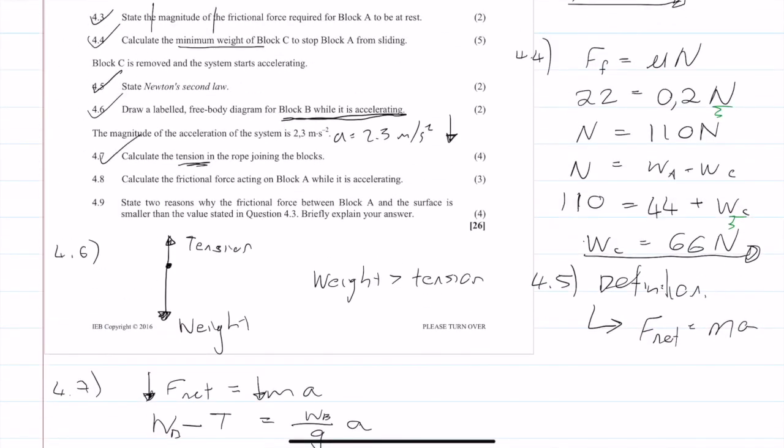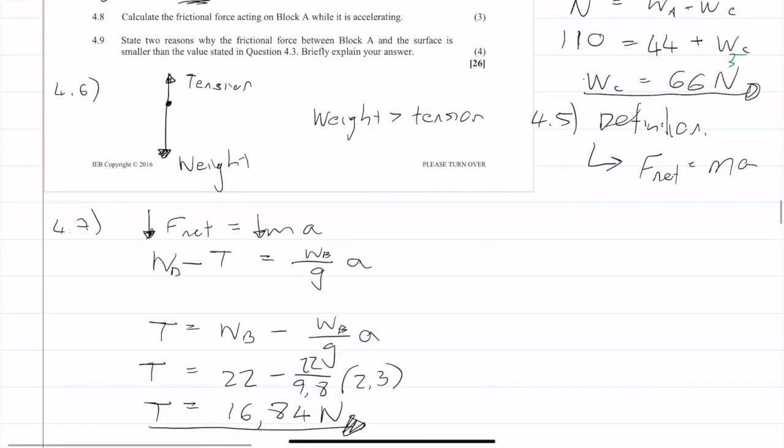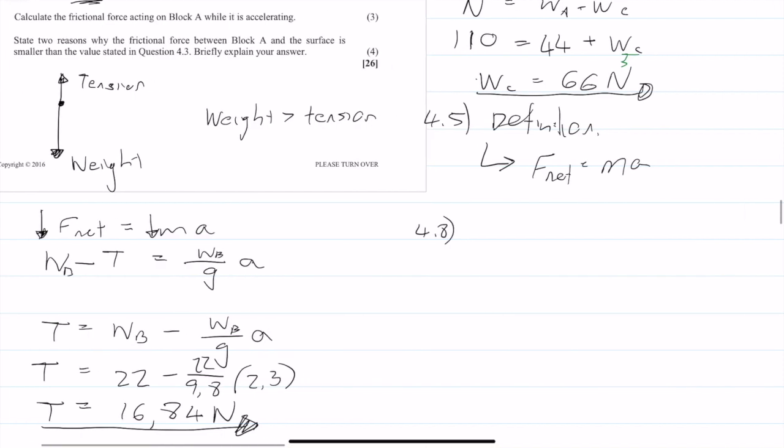Okay, calculate the frictional force acting on block A while it is accelerating. Once again, let's start off with a free body diagram. So we have tension pulling that way, and we have force friction. We also have weight and the normal force. But we only care about the horizontal direction, so I'm going to use F net, Newton's second law once again, is equal to mass times acceleration. I'm going to take the right hand direction as being positive.